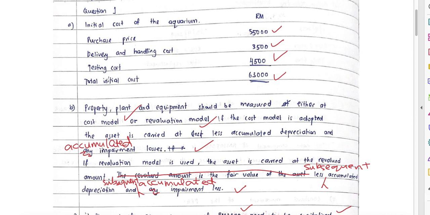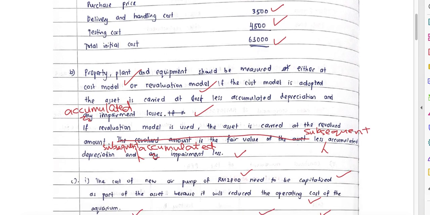of the asset. So for this one, the purchase price, delivery is a cost directly attributable to bring it to its present location. And testing cost is a cost directly attributable to bring it to workable condition. So these are the initial cost and you have to show the total.